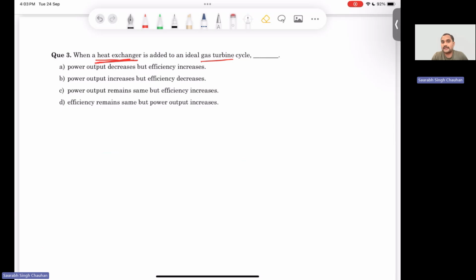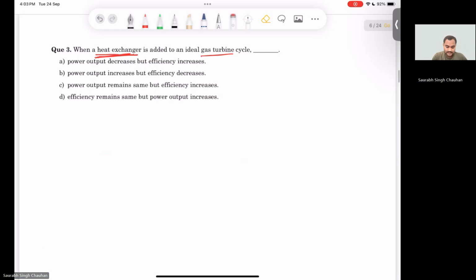Why? Because total work output is constant but the total heat requirement is being improved, right? Because you are utilizing the waste heat of the exhaust gases. So option C should be the correct option, right? Power output remains the same, but efficiency increases. Correct.